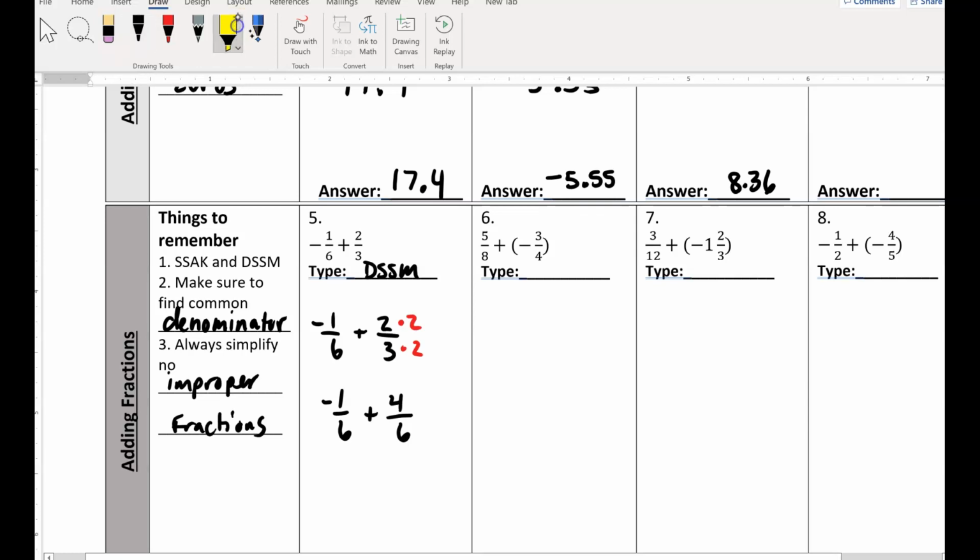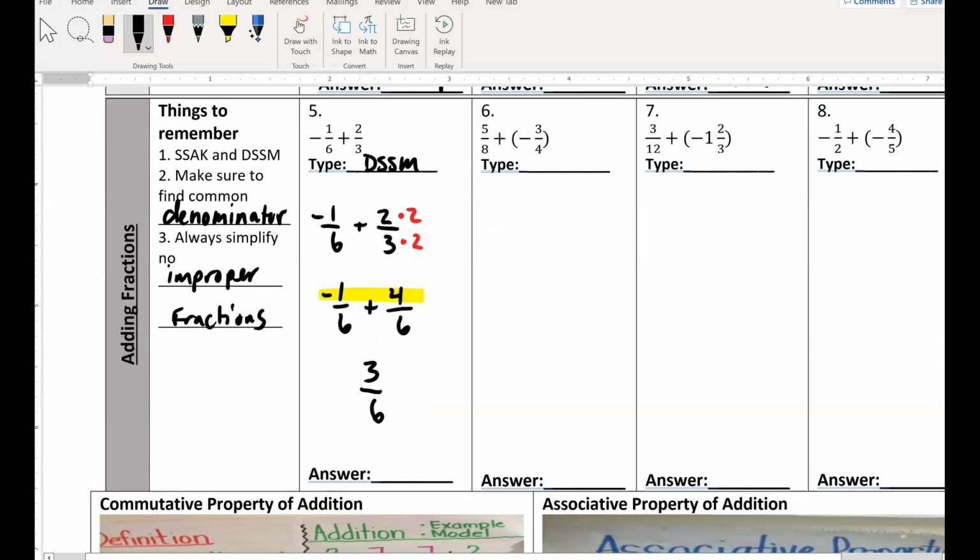Now all I have to do is look at my numerators, right? So negative 1 plus 4 DSSM, that's obviously positive 3, right? Because we have more positives over 6. And you want to simplify your fraction, right? You don't want to leave your answer as 3 over 6, right? So what can I divide both these by? I can divide both by 3. And I get myself 1/2, right?